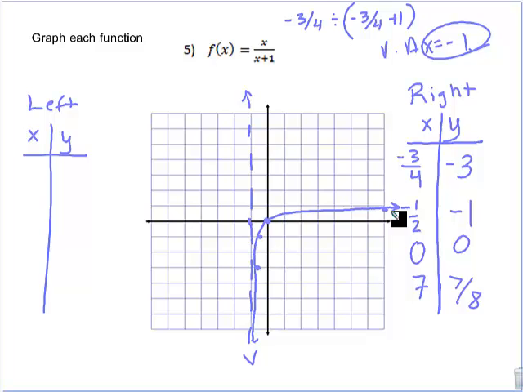All right, so let's look at the left-hand side. We need to pick some points that are very close to it. Here's our vertical asymptote at negative 1. So what's a point that's close to this on the left-hand side? Negative 1 1/4. Good.